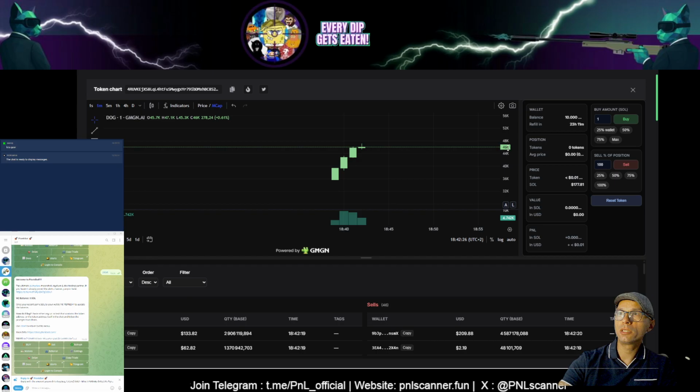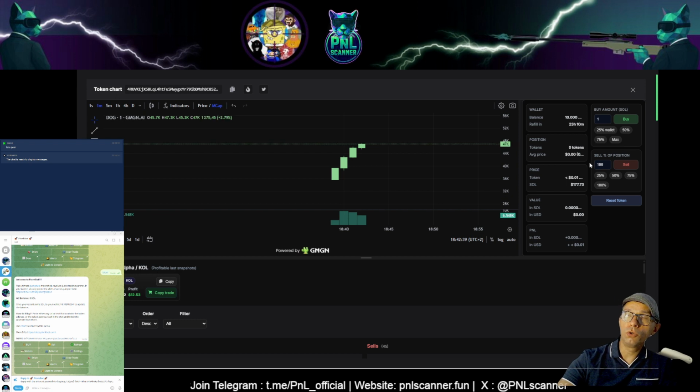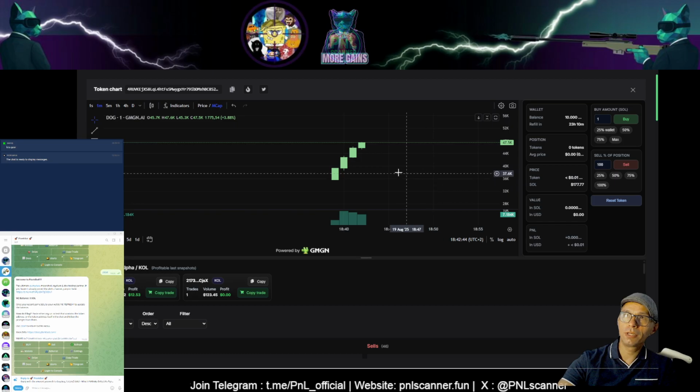At the moment it's at 46k, which is a nice market cap. Here you can see that in my wallet I still have my 10 Sol, so I reset it so I can play around with that. And if you would like to learn about trading, go to the PnL Scanner website, do the same thing that I do, and you'll see that you'll have access to this as well.